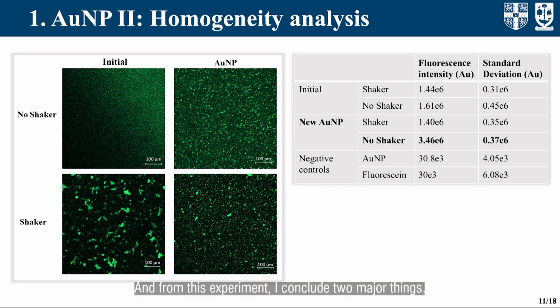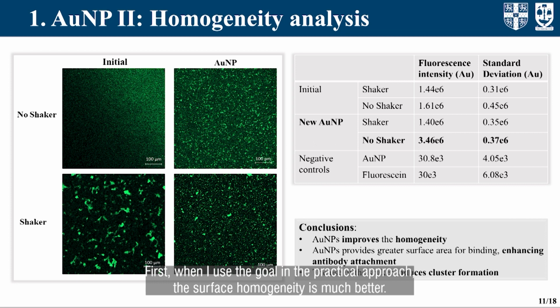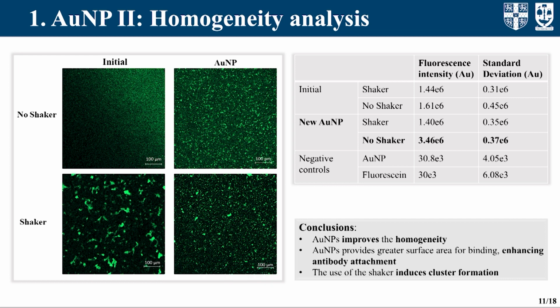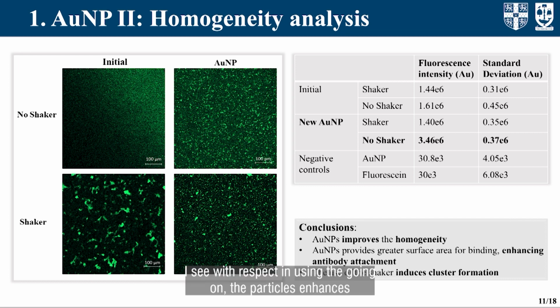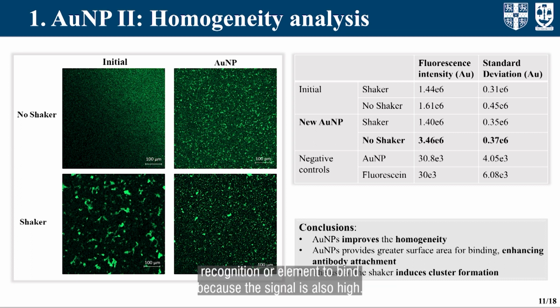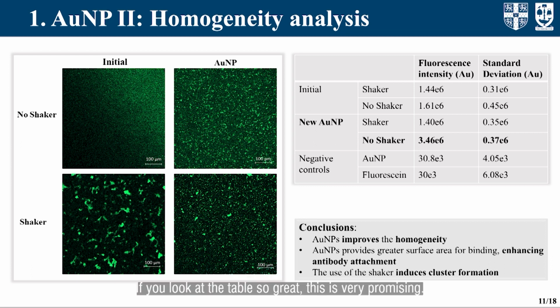And from this experiment, I conclude 2 major things. First, when I use the gold nanoparticle approach, the surface homogeneity is much better, as you see if you compare the 2 images on the right with the 2 images on the left. And second, as I was expecting, using the gold nanoparticles increases the surface area for the recognition element to bind, because the signal is also higher if you look at the table.